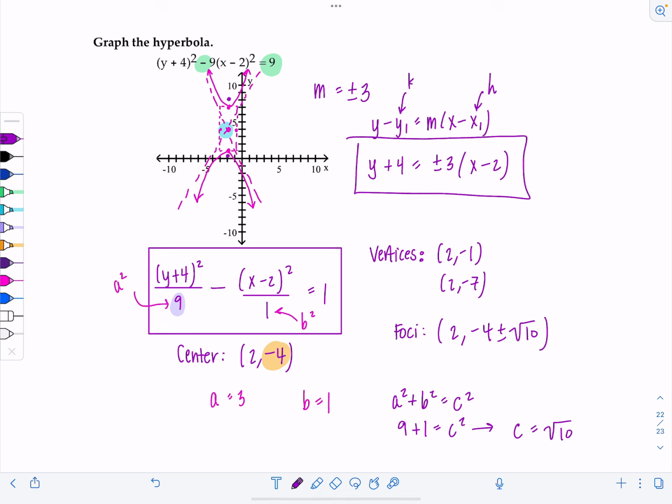I don't need them to separate the two and rewrite it in y equals mx plus b. Who cares? But if your teacher wants it, you got to do it. Make them happy. It's all about making your teacher give you full credit. So if you know they want it a certain way, do it. Okay. That's the hyperbola. That was a really quick review.